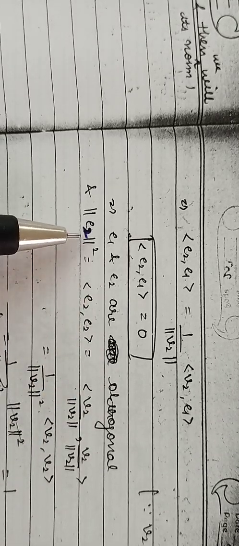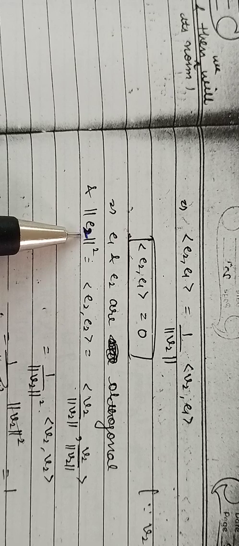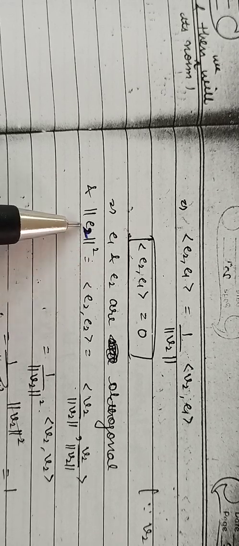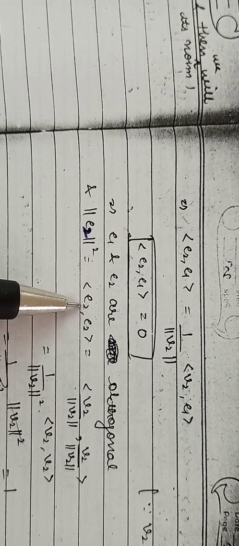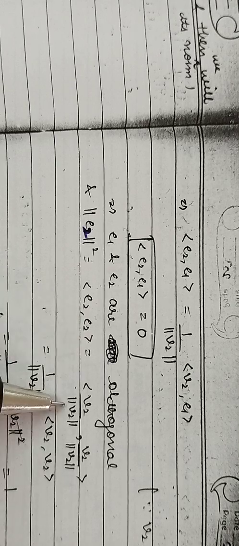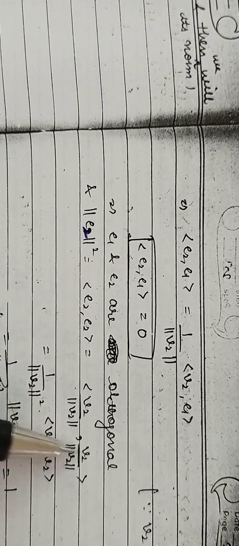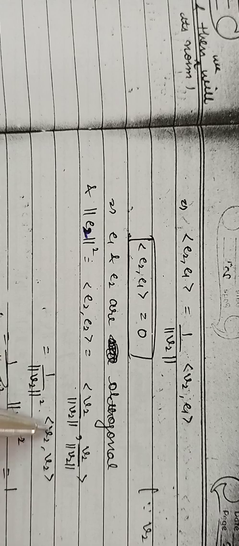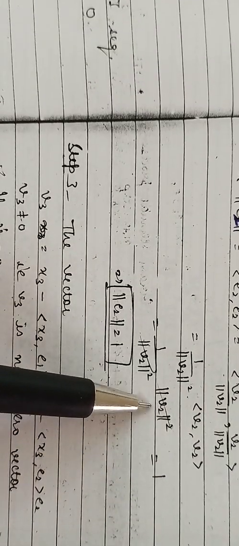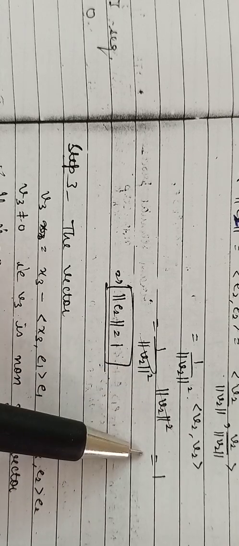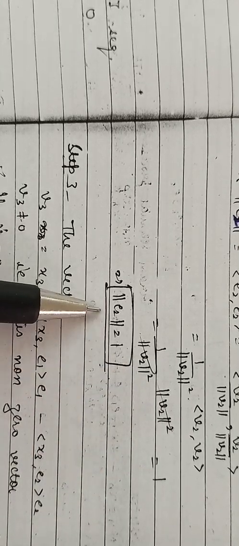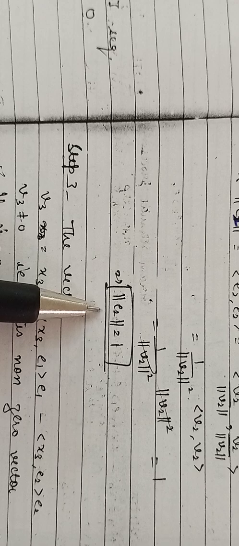Also let us check the norm of vector e2. Now by definition, the square of the norm of e2 is the inner product of e2 with itself. Substituting the value of e2 and taking the scalars outside, inside we have the inner product of v2 with v2, which will be v2 norm square. So we get the quantity 1. So we have obtained that the e2 norm is equal to 1.